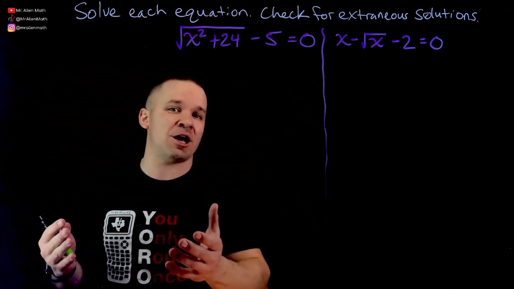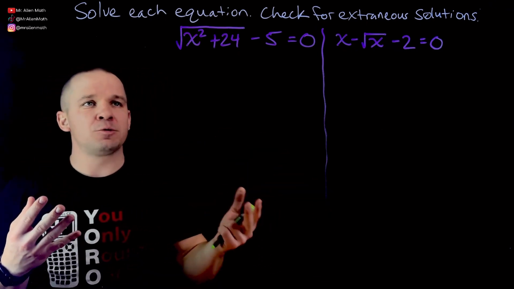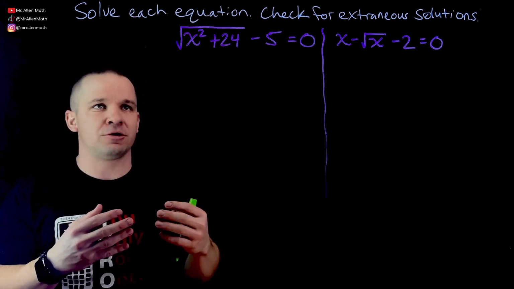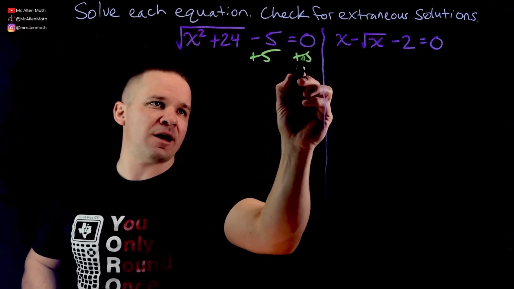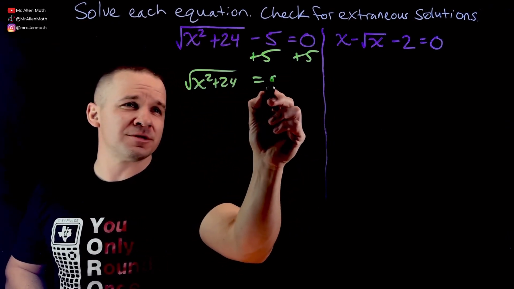We'll check at the end for each one of these, and we'll see if we end up with one, okay? But the first step here is we want to get the radical by itself. That's the first major hurdle in solving a radical equation. So I'm going to add 5 to both sides. And I get the square root of x squared plus 24 equals 5.